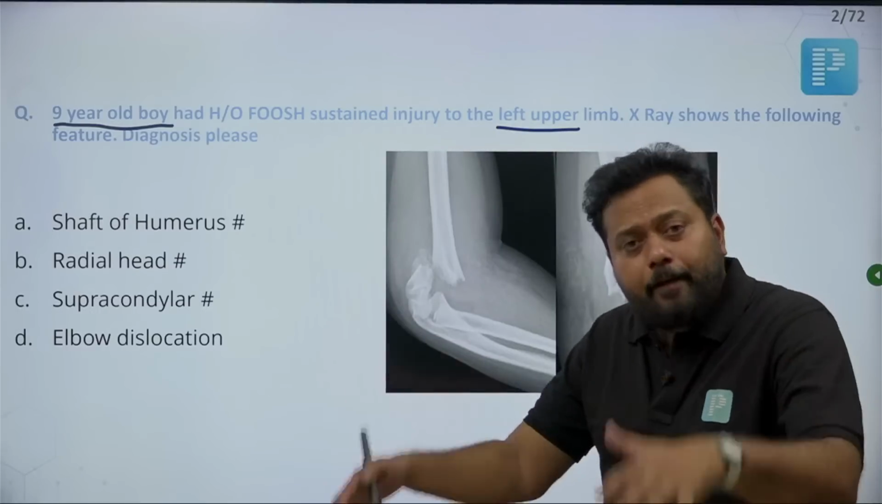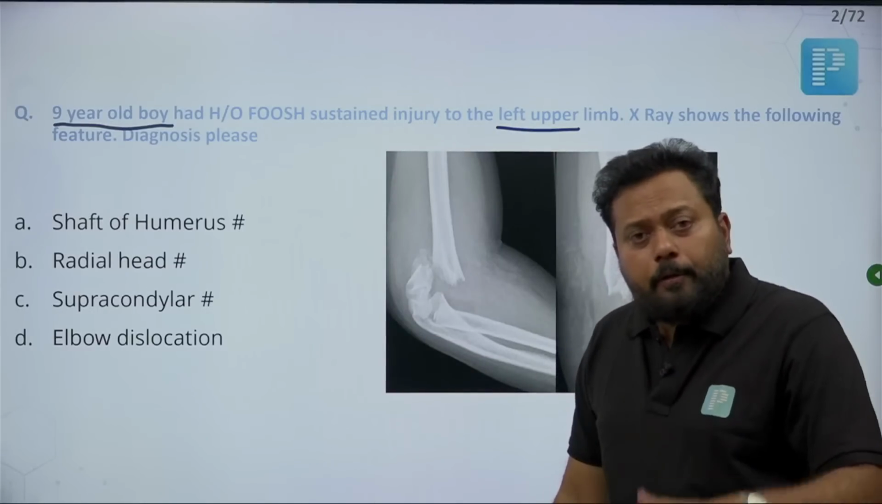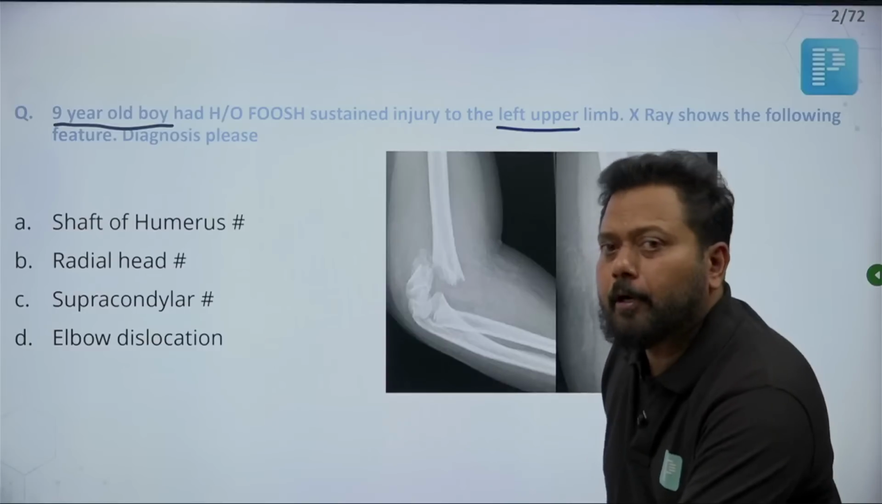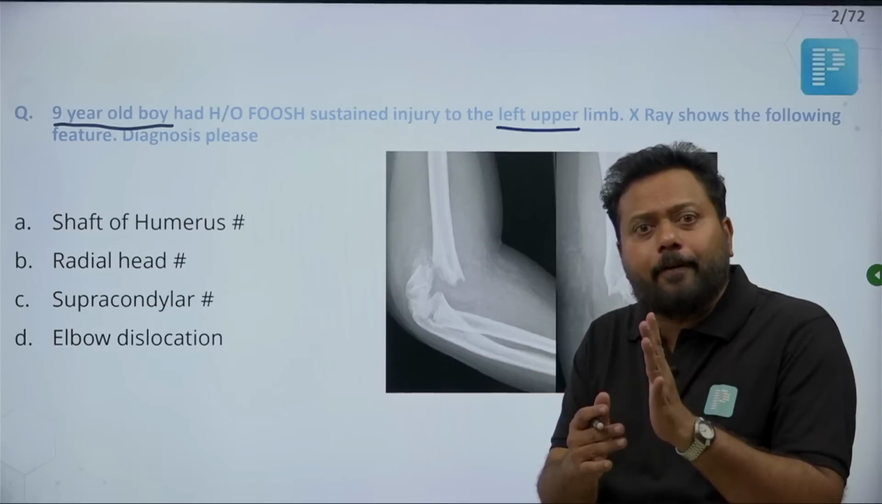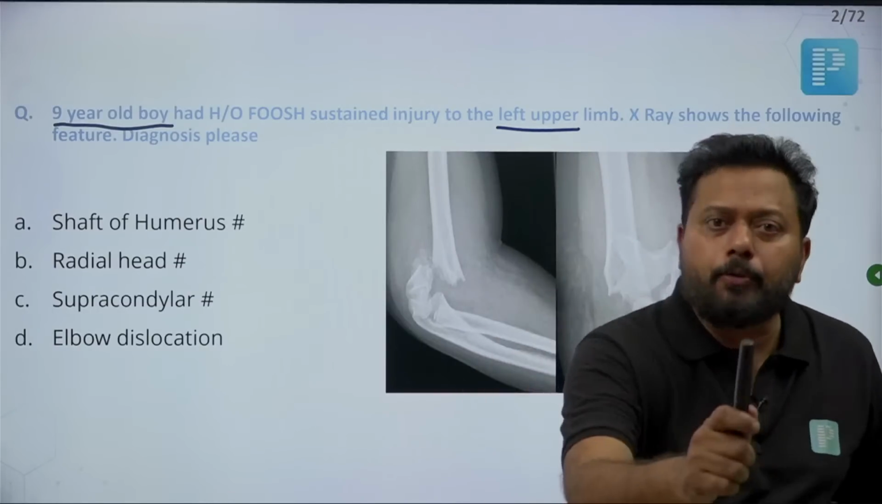So whenever you fall, the unwanted hand comes first for defense. It's very common, nightstick fracture. I can say nightstick fracture. See, somebody is trying to hit you.